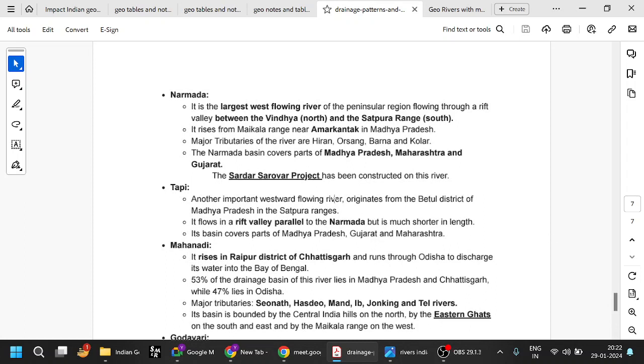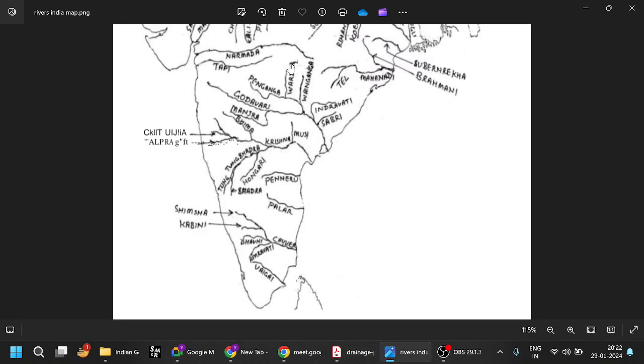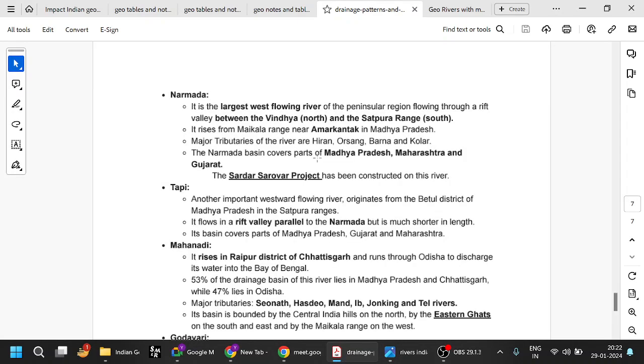So Narmada, largest west flowing river. We've seen only Narmada and Tapi are two west flowing rivers between the Vindhya and Satpura ranges. It rises from the Maikala range near Amarkantak in Madhya Pradesh. So, in Madhya Pradesh, here Amarkantak. Amarkantak is also a biosphere reserve. Achanakmar-Amarkantak. So, it rises here. Remember that Maikala range in Amarkantak. Major tributaries are Hiran, Orsang, Barna, Kolar. Narmada basin covers Madhya Pradesh, Maharashtra, and Gujarat. Sardar Sarovar project is the important project on this river.